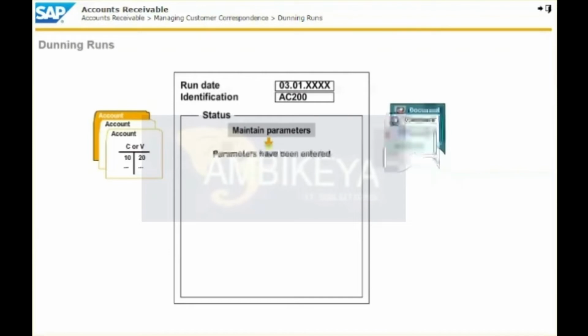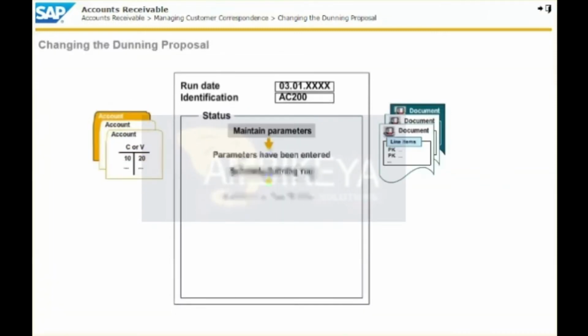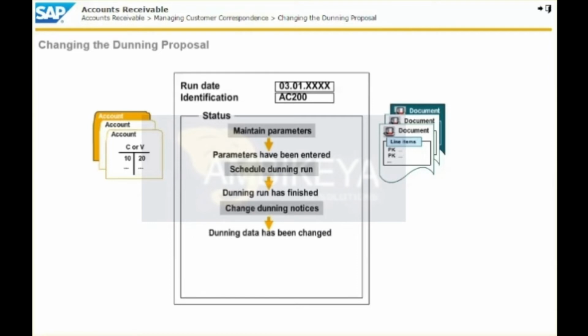During the dunning run, accounts are selected and checked for overdue items. The system then checks whether dunning notices have to be sent and assigns the relevant dunning levels. All dunning data is stored in a dunning proposal. You can edit, delete, and recreate the dunning proposal as often as required to achieve a satisfying result.